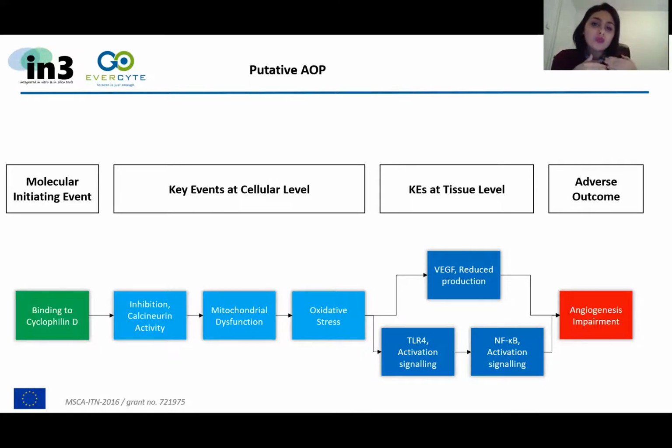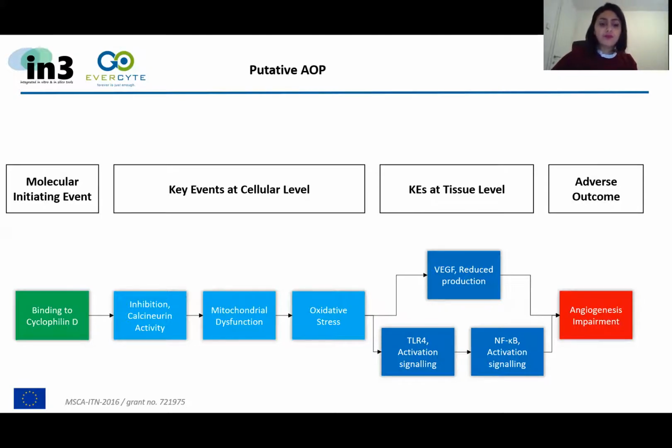And then we have two steps in two different pathways. In one pathway, we have reduced production of VEGF, and then we see angiogenesis impairment. And in the other pathway, we see a toll-like receptor 4 activation signal and NF-kappa B activation signal as well. And then we get again to angiogenesis impairment.